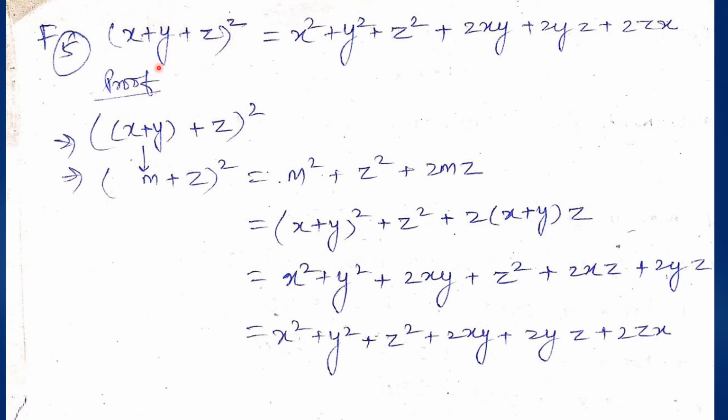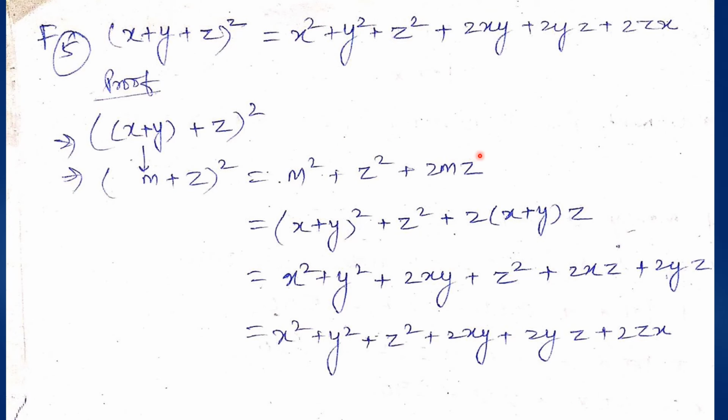So what I have done, I have taken a bracket on x plus y so that I can assume it as one term only. I have assumed it as m. And we have got a new question as m plus z whole square. This is very easy for us to solve. We know the expansion is simple: m square plus z square plus 2mz.